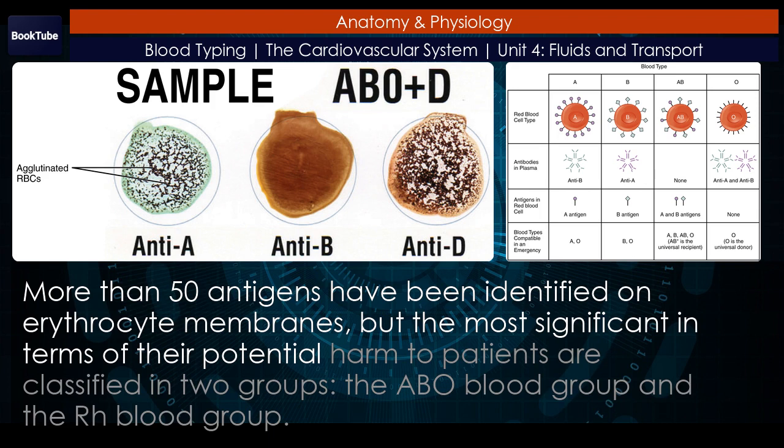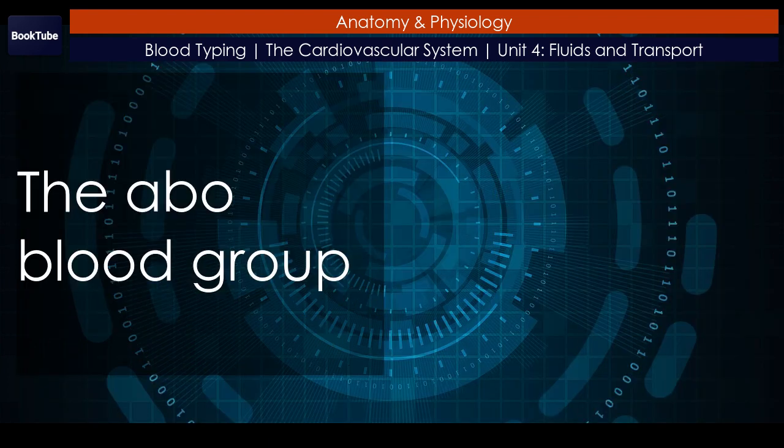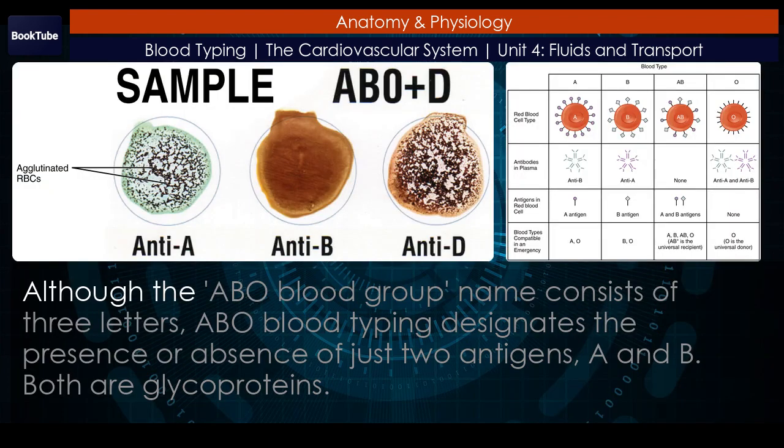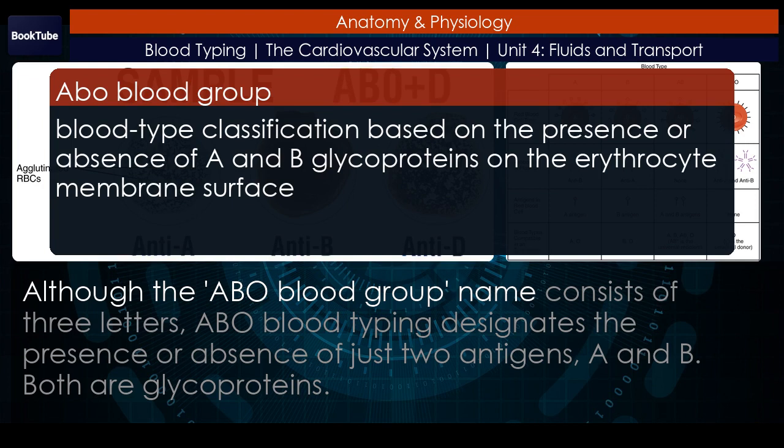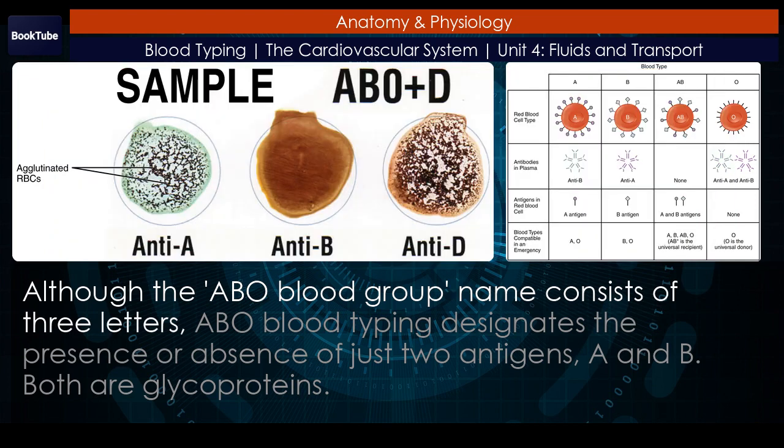More than 50 antigens have been identified on erythrocyte membranes, but the most significant in terms of their potential harm to patients are classified in two groups: the ABO blood group and the Rh blood group. The ABO blood group. Although the ABO blood group name consists of 3 letters, ABO blood typing designates the presence or absence of just 2 antigens, A and B.